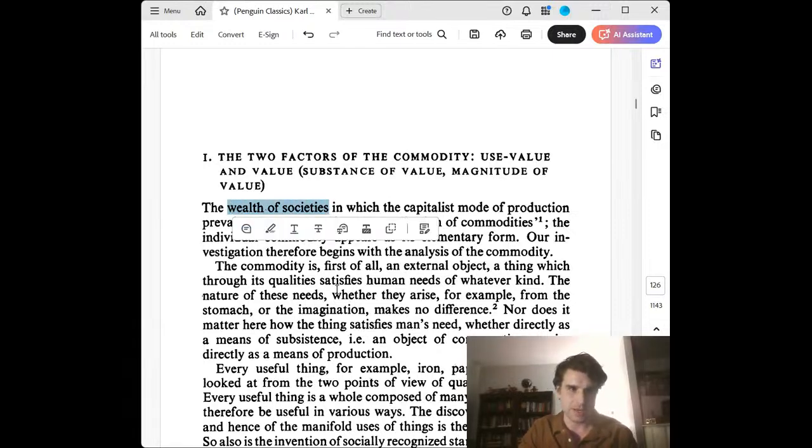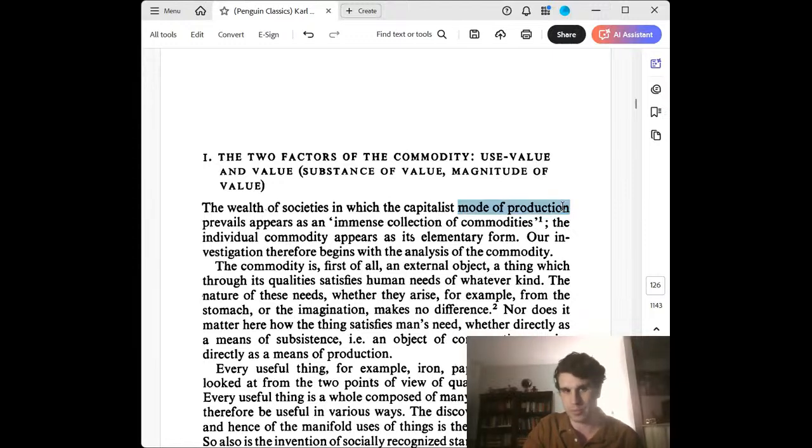So the wealth of society in which the capitalist mode of production prevails. Okay, so what's a mode of production? A mode of production, simply put, is the means of production and the relations of production. What are the means of production? They're your technology, your industry, your tools, your science, everything that lets you do things productively and efficiently. And then your relations of production, the division of labor, like how you actually divide up that labor amongst people in society.